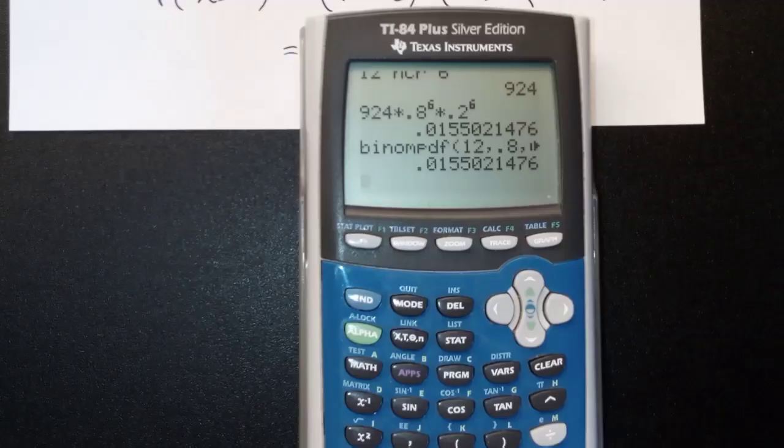The same command exists in Excel. Equals binom.dist, the binomial distribution. I'll make it even nicer. This is just a formula, right? Let's generate a spreadsheet.